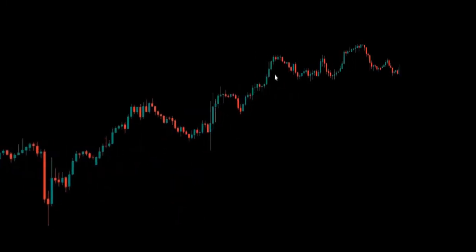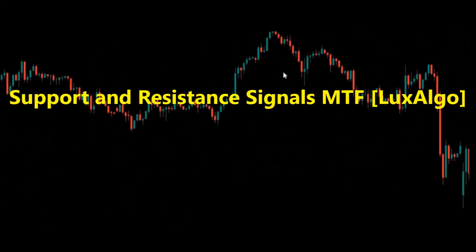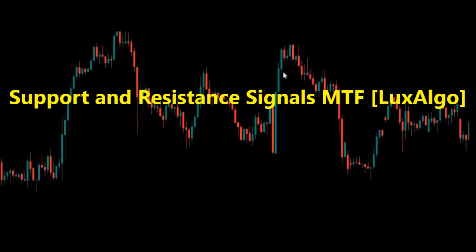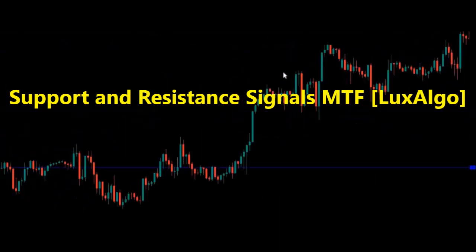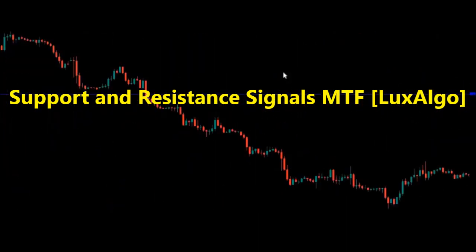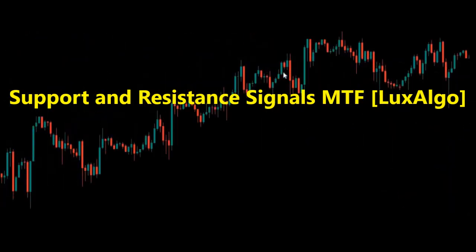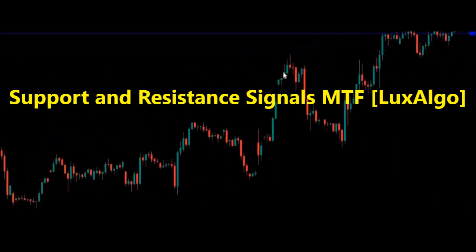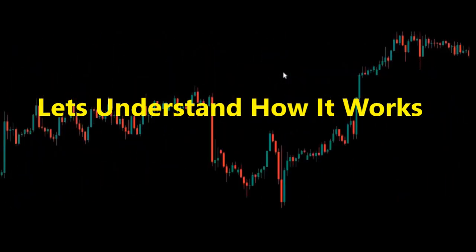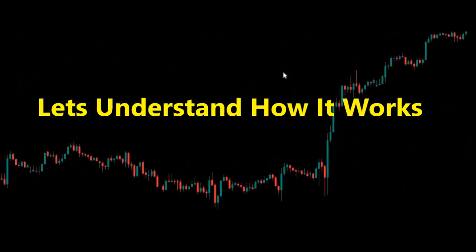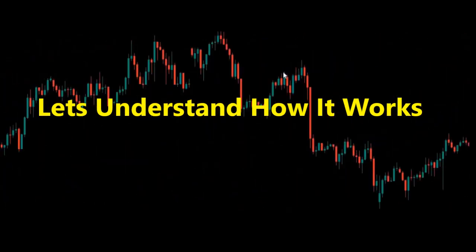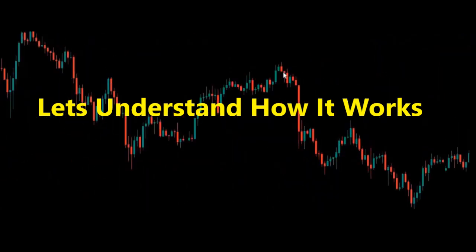Let's talk about this extraordinary Support and Resistance Signal MTF indicator by LuxAlgo, which actually shows us a lot of things such as breakout, test of zones, retest of the zones, as well as rejection. So guys, you can see it does not only show us support and resistance, there is a lot this indicator shows. I just want us to break down everything about it to see how it can show us breakout, resistance zones, the test of zones and the retest of the zones, as well as rejections.